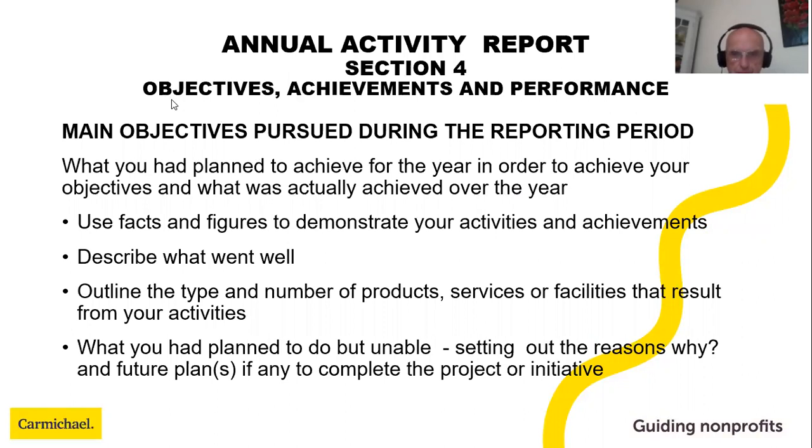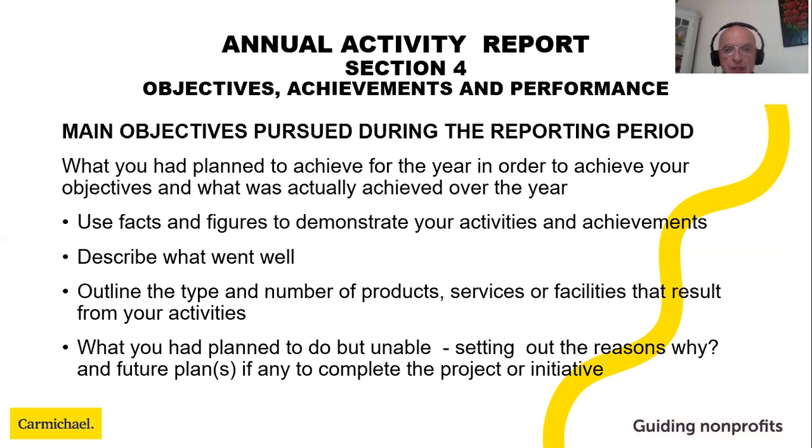Section 4 then. The main objectives pursued during the reporting period. What you had planned to achieve for the year in order to achieve your objectives, and what was actually achieved over the year. In other words, where are the variances? Was there a variance between what you had planned to achieve, and did you actually achieve those objectives? And why didn't you achieve all your objectives?